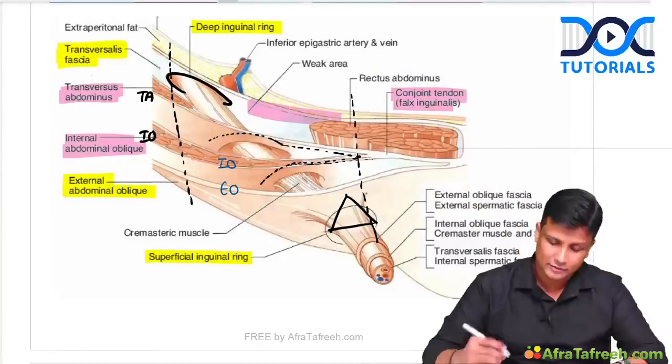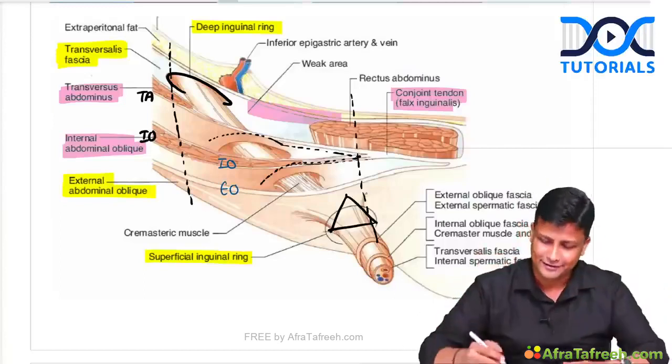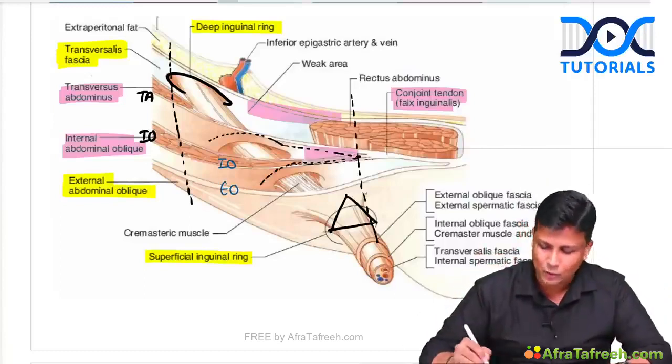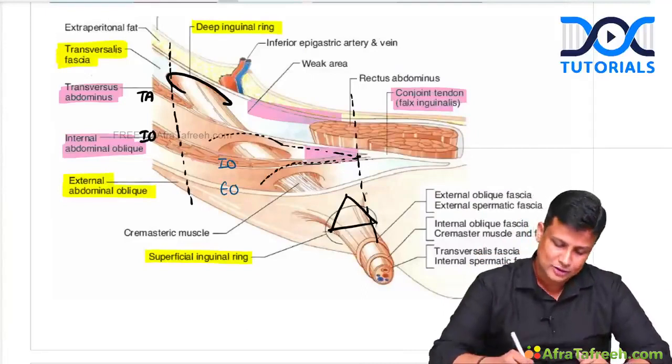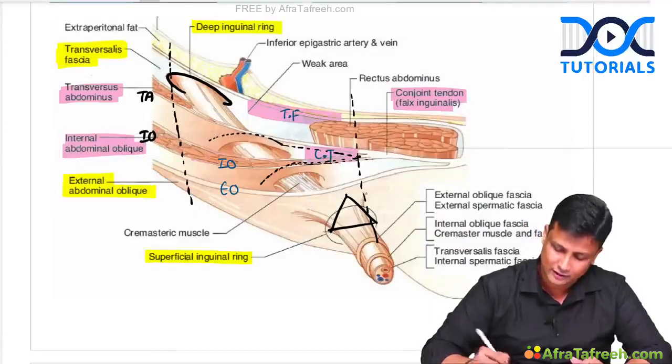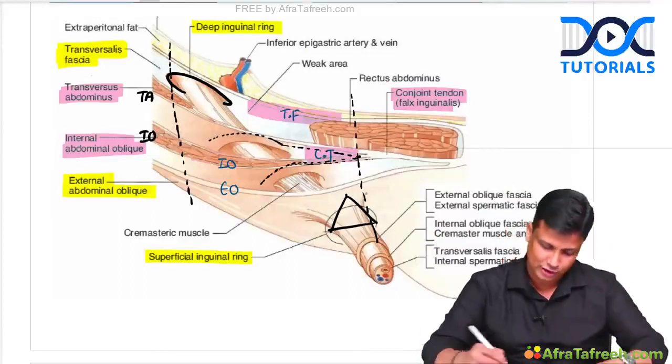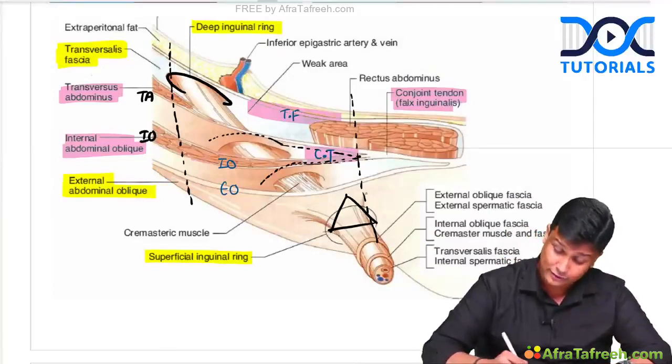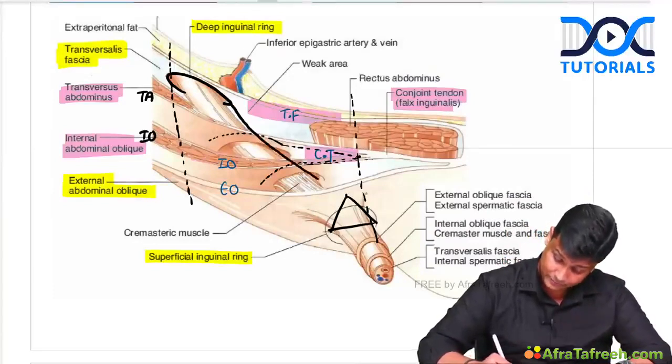And where is the conjoint tendon present? That is also present behind the inguinal canal. So what is going to form the posterior wall of the inguinal canal? The transversalis fascia along with the conjoint tendon. I will repeat once more for you people. Listen here very carefully. It is worth repeating.